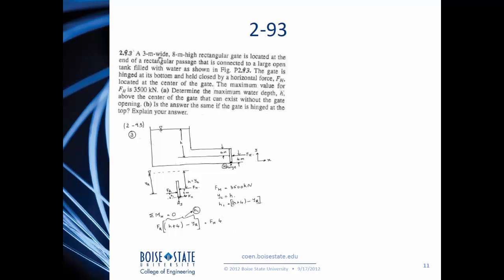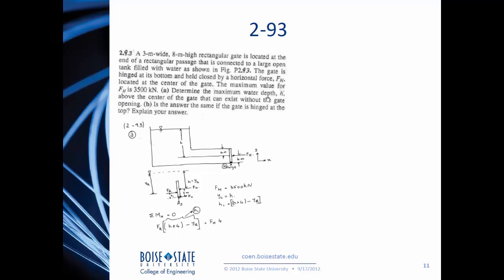In this problem, a 3 meter wide, 8 meter high rectangular gate is located at the end of a rectangular passage that is connected to a large open tank with water as shown. So this is the large tank, where this is the gate, which is hinged at this location at the bottom. The gate is hinged at the bottom and held closed by a horizontal force as indicated, and it is acting at the center of the gate. The maximum value of that force is determined to be 3500 kilonewtons.